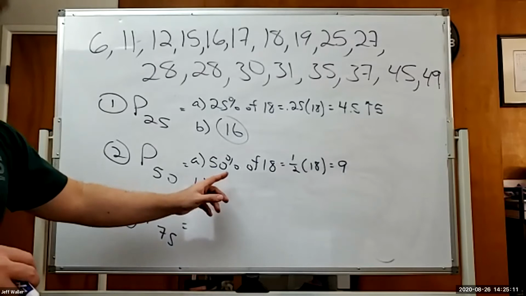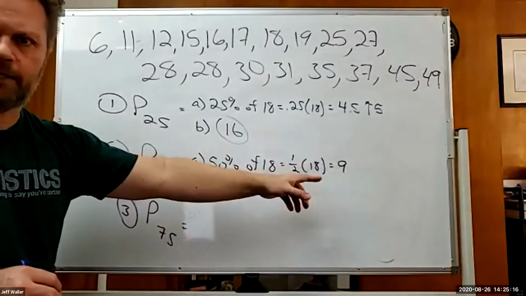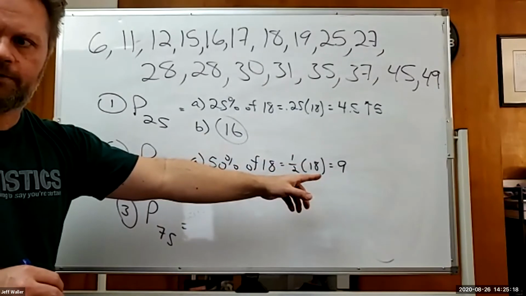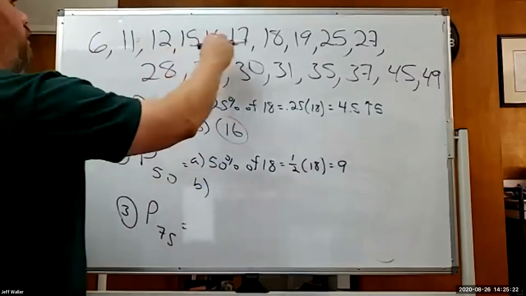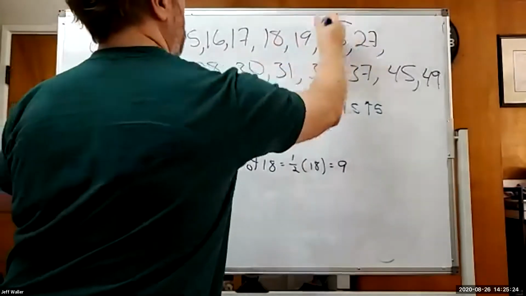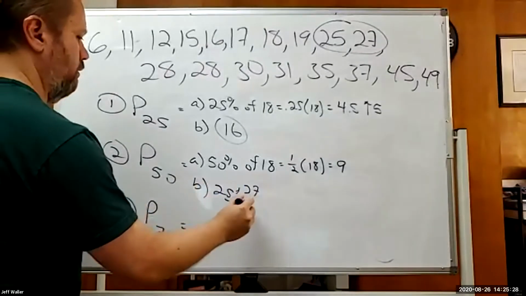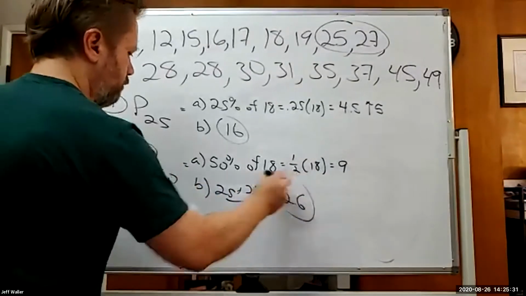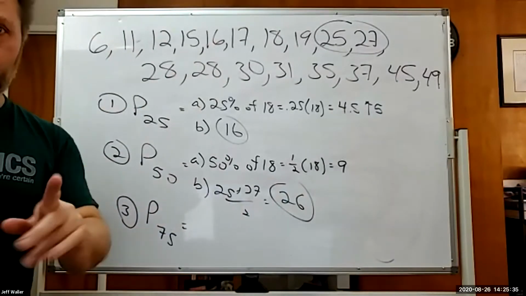Should be cool. The next one here, it's half of 18, so you get 9. So what do I need to do? Take the average of the 9th number and the 10th number. 1, 2, 3, 4, 5, 6, 7, 8, 9, 10. So what's the average of 25 and 27? 26. I like it. Don't even need to do the work, right? Just right in between.